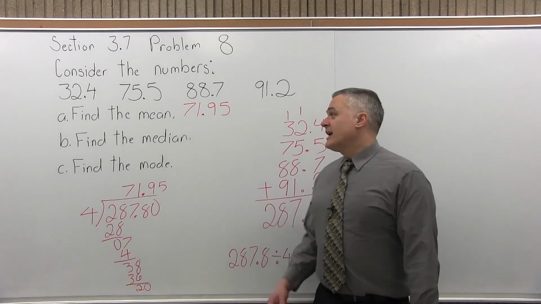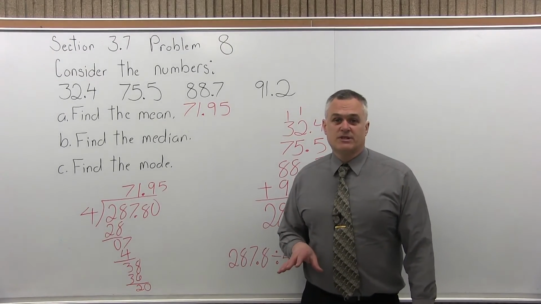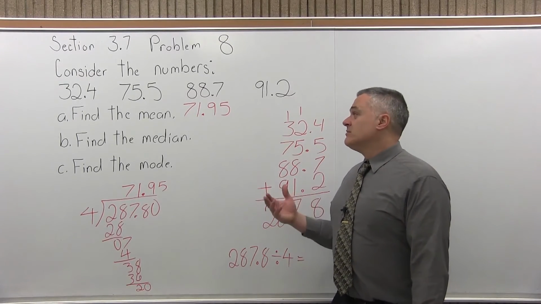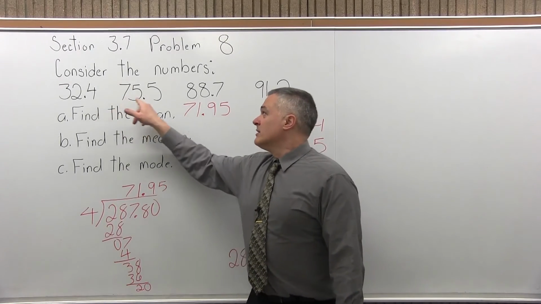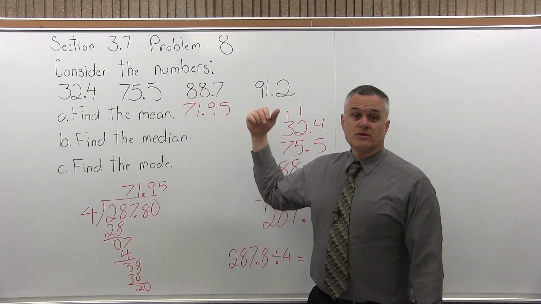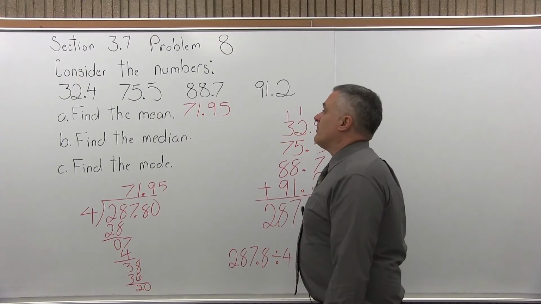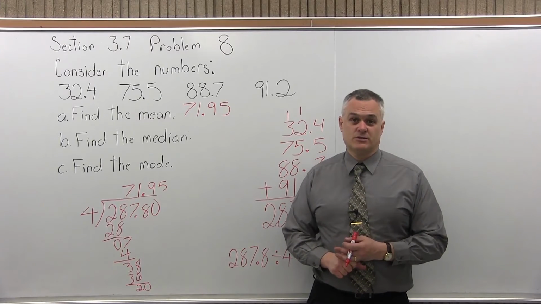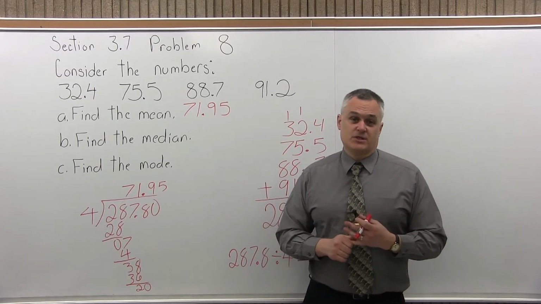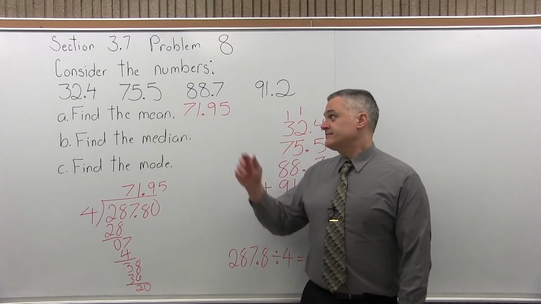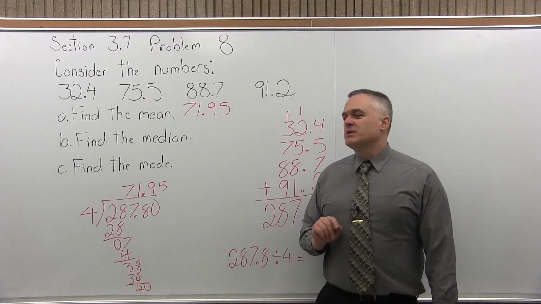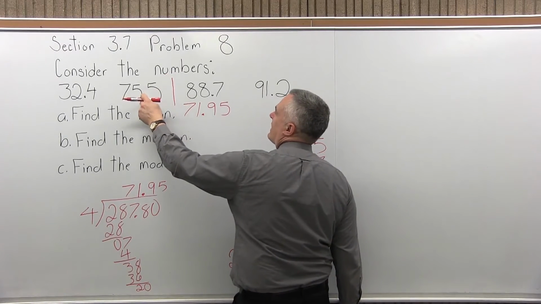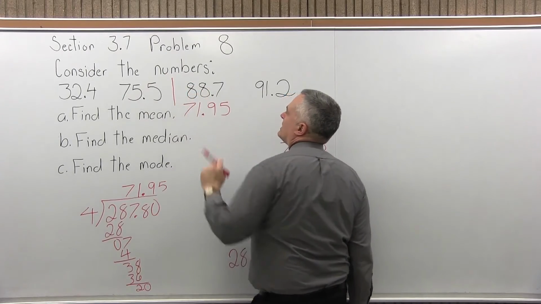So next, find the median. The median is the middle value of a list of numbers when the list of numbers is in order. Now, just by coincidence, this list is in order. Everything gets a little bigger as we go through the list from left to right. So now, there are 2 ways to find the median. One way is if you have an odd amount of numbers in your list, which we don't have. If it's an odd amount of numbers, there's one number right in the middle. This is even. So we have to split the middle 2 numbers. So we have to split between 75.5 and 88.7.